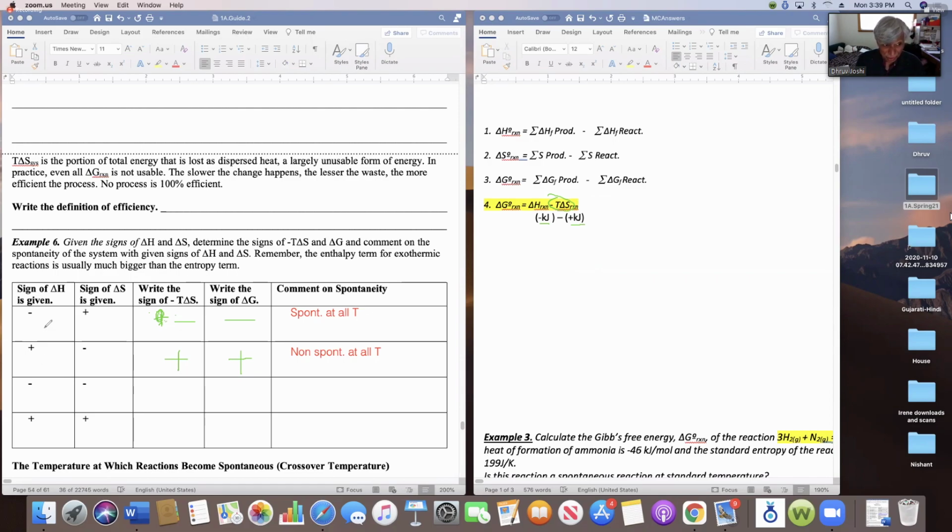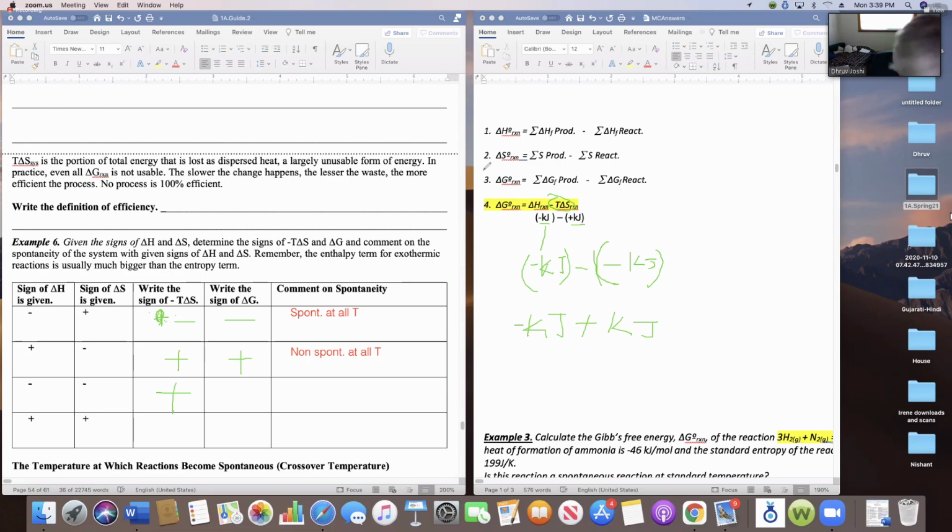Now we have the sign of delta H given as negative, so this is negative kilojoule. Again, the minus sign is a minus sign, and the sign of delta S given is negative. So negative in the parenthesis, we're going to have negative kilojoules. So this is negative kilojoule. The delta H portion is positive kilojoule. Negative T delta S is positive in this case.